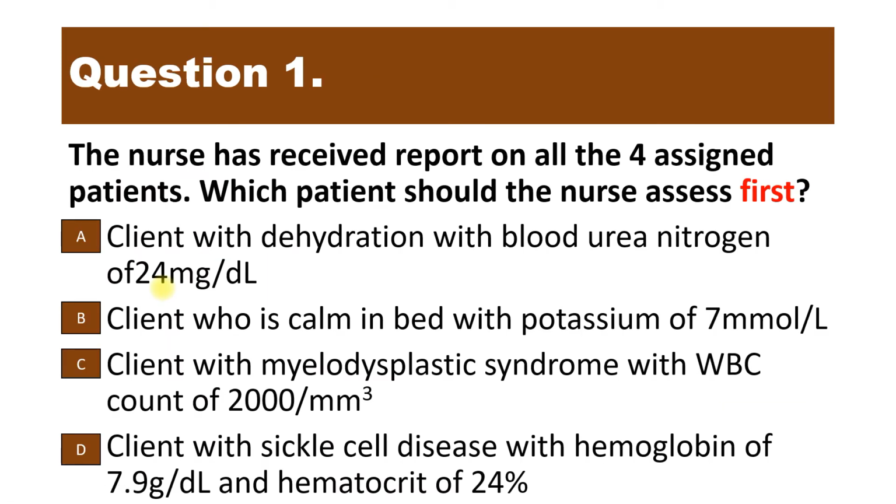Question 1. The nurse has received a report on all the 4 assigned patients. Which patient should the nurse assess first? Option A. Client with dehydration with blood urea nitrogen of 24 milligrams per deciliter. B. Client who is comatose with potassium of 7. C. Client with myelodysplastic syndrome with WBC count of 2000. D. Client with sickle cell disease with hemoglobin of 7.9.